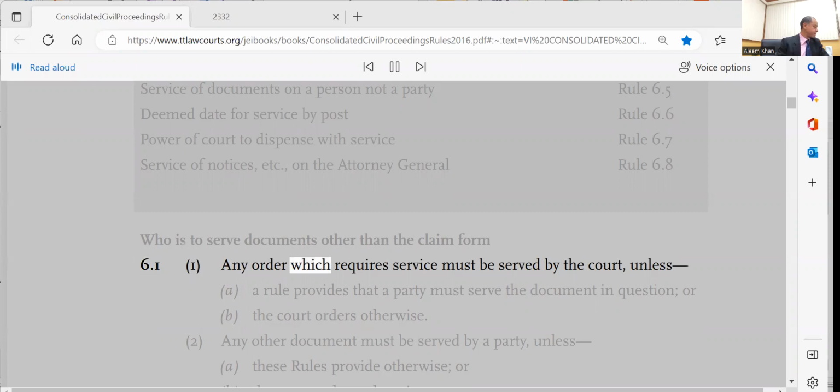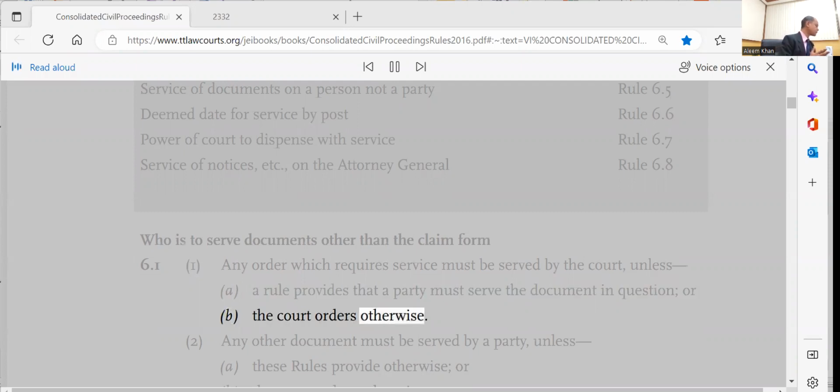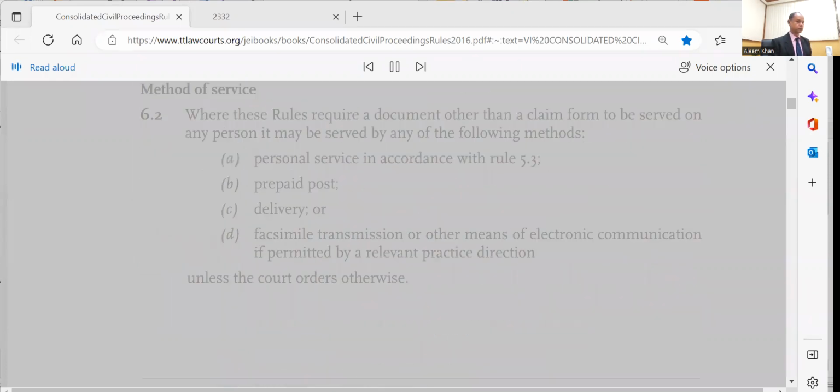Rule 6.8 Who is to serve documents other than the claim form? 6.1 (1) Any order which requires service must be served by the court, unless (a) a rule provides that a party must serve the document in question, or (b) the court orders otherwise. (2) Any other document must be served by a party, unless (a) these rules provide otherwise, or (b) the court orders otherwise.